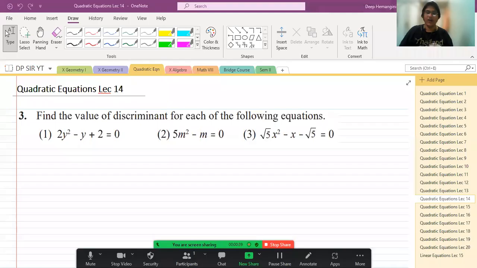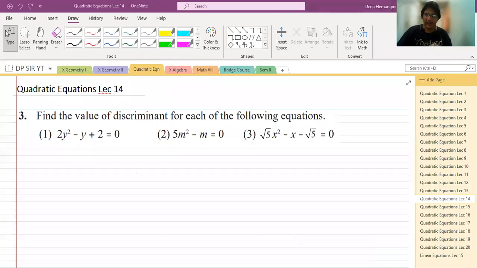Welcome to lecture number 14 of your quadratic equation, and we have started with problem set. Soon we will complete it. I hope my screen is visible to everyone, and we'll start with the problem set questions.